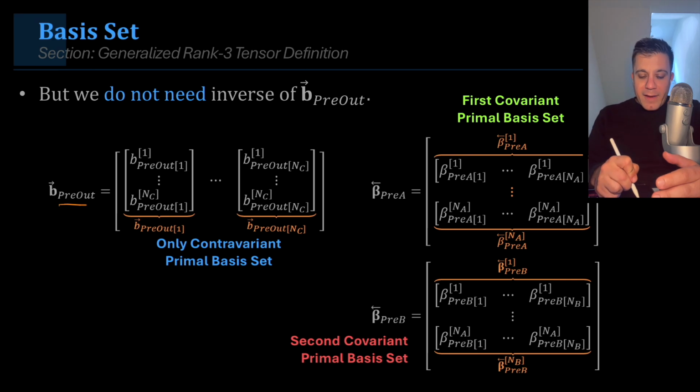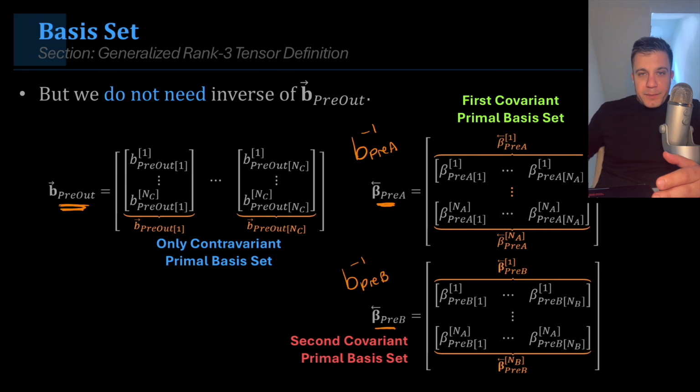Essentially, we have the non-inverted primal basis set associated with the output, as well as the inverted, right? This is the same as B pre-A -1. This is the same as B pre-B -1. As well as the inverted basis sets associated with both of the inputs. And again, we're just showing the general structure here.